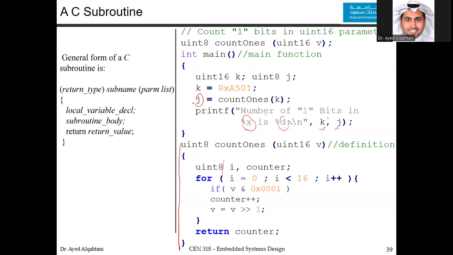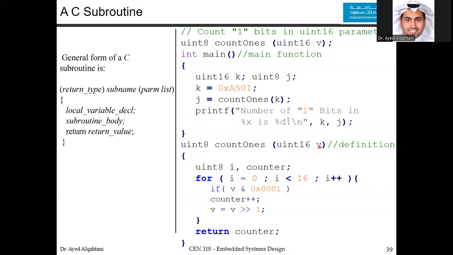Now, how to find j? By looking at count ones. So here we have the argument v. Now we test v to see how many ones you have in this variable v.